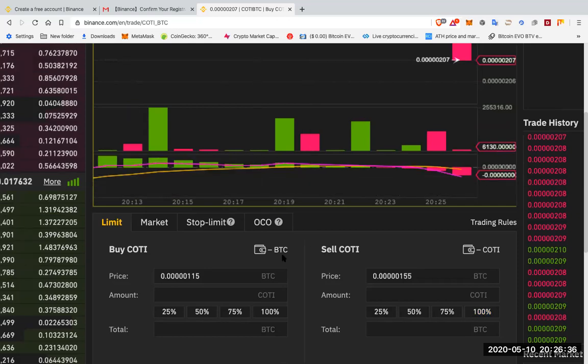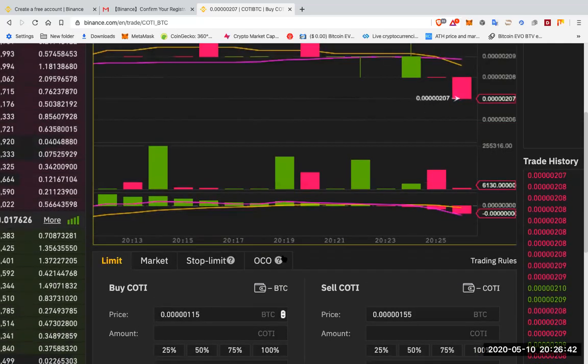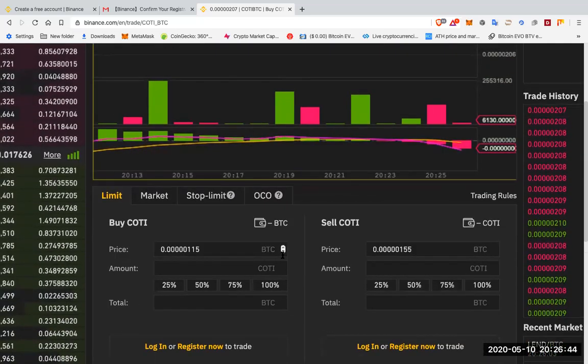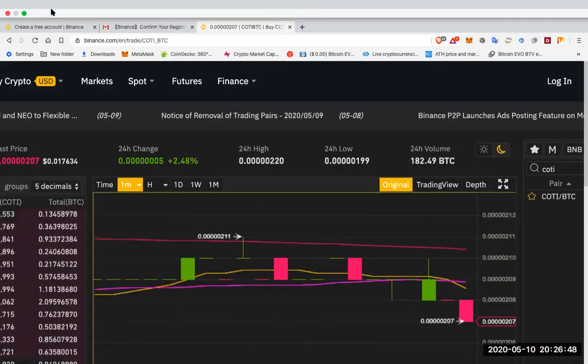Now you will meet your bitcoins in your account. That's how you place orders. Okay, fine.